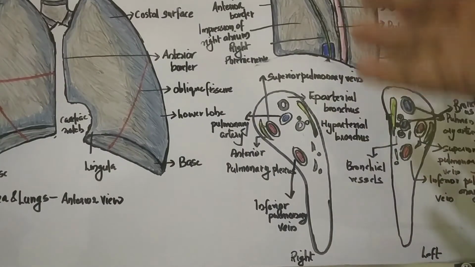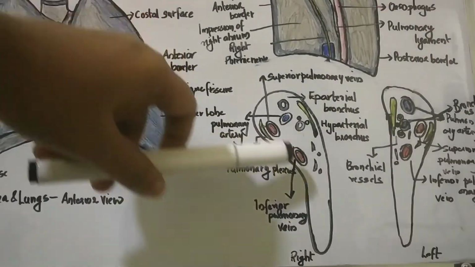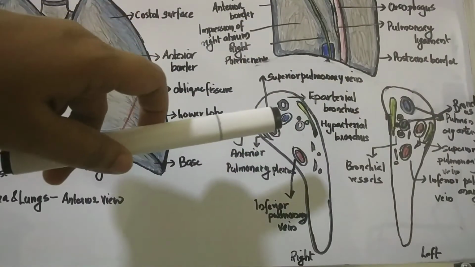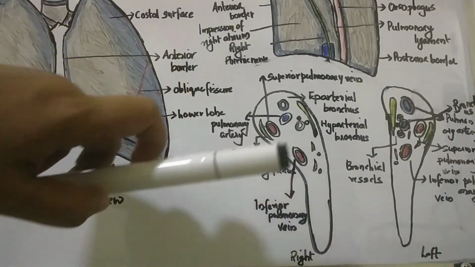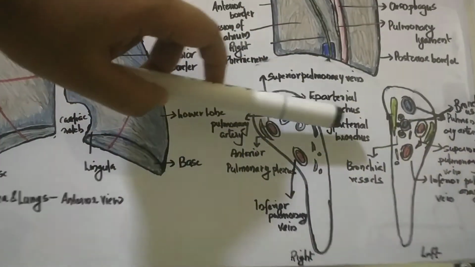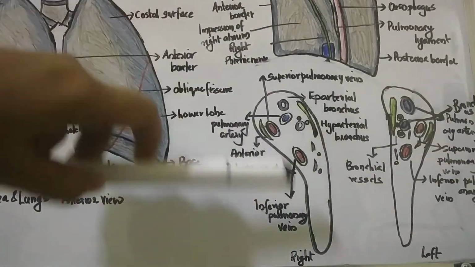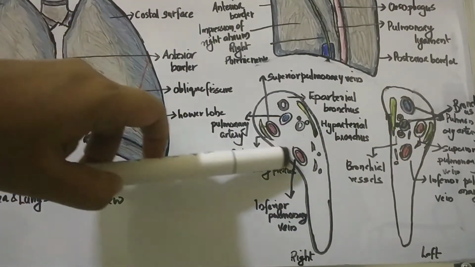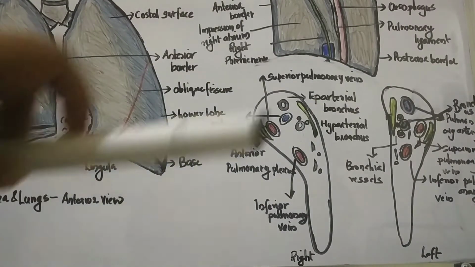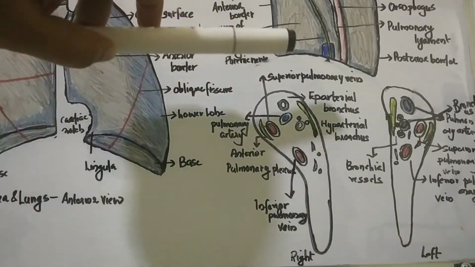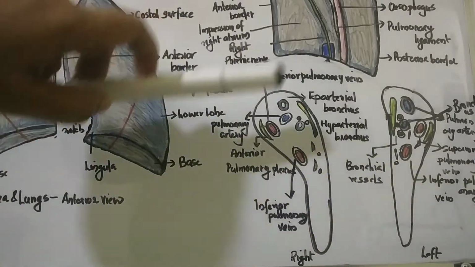So now we will discuss the relations of the root of the right and left lungs. Anteriorly, both the right and left root are related to the phrenic nerve, pericardiophrenic vessels and also the anterior pulmonary plexus. But the right root is also related anteriorly to the superior vena cava and also a part of the right atrium.